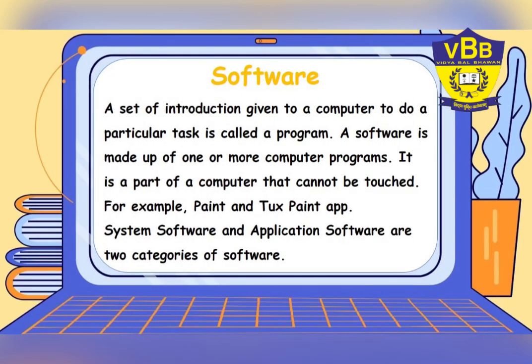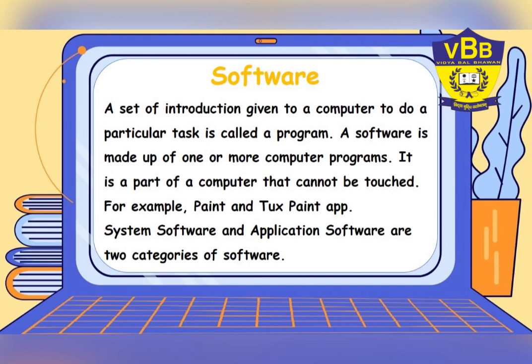Our chapter name is hardware and software. Until here we learned about the hardware only. Now it's time to learn about the software. When we work on a computer, we give some instructions to the computer to do a particular work. This set of instructions which we give to a computer is known as a program. And one or more computer programs make a software. This part of the computer cannot be touched. For example, Paint, TuxPaint and all the apps. All the apps are software.